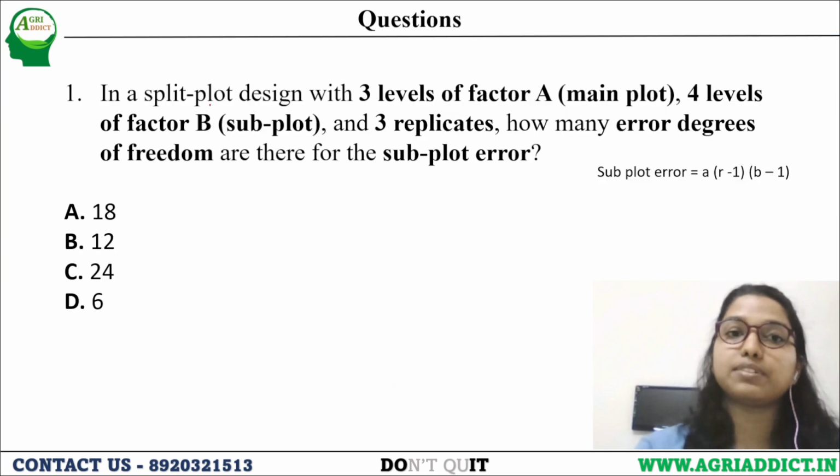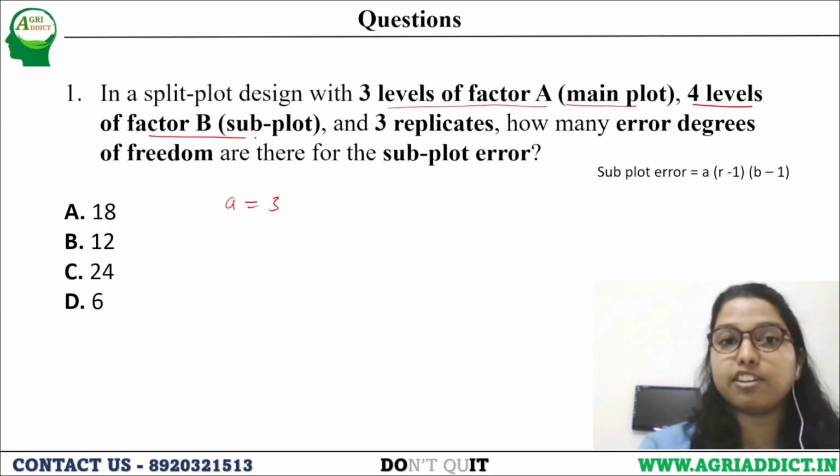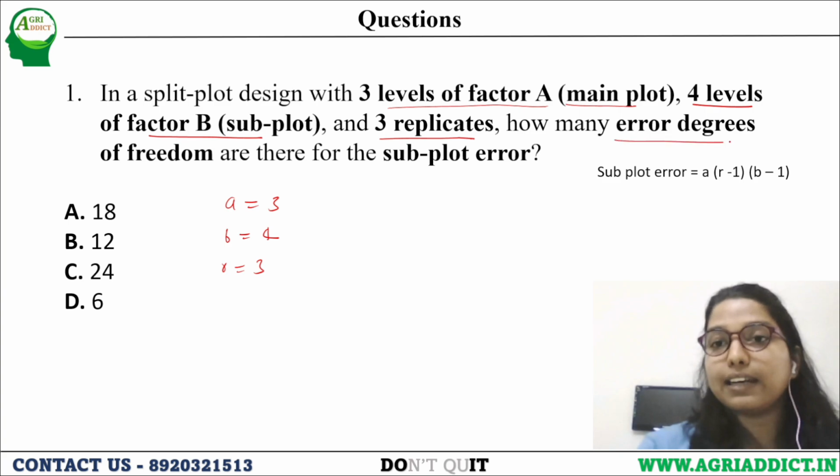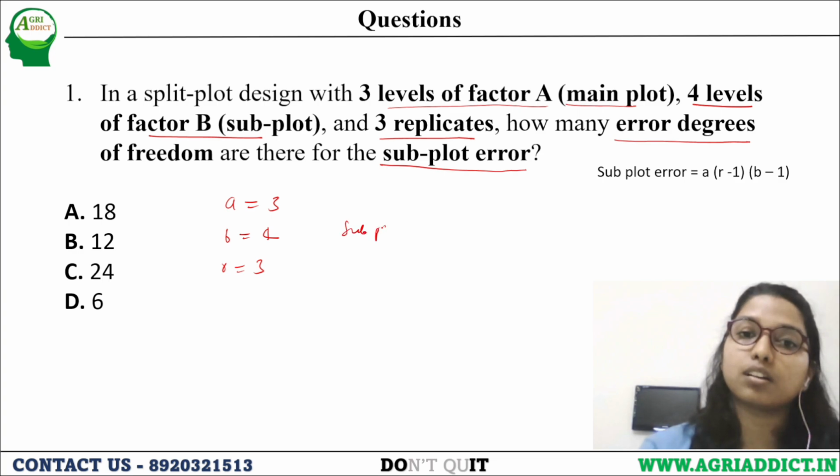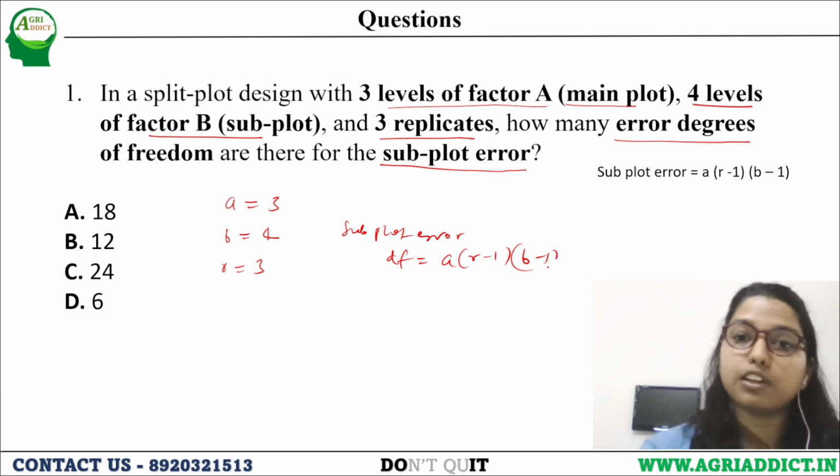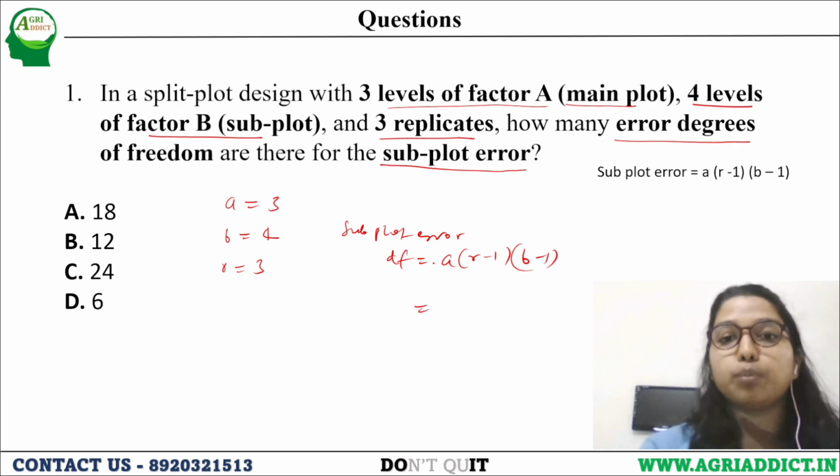So first question is, in a split plot design, 3 levels of factor A, that is main plot. So what we have been given is A equals 3. 4 levels of factor B, which is subplot, so B is 4. Now 3 replications are there. So R equals 3. And now what we have to find is error degree of freedom for subplot error. For subplot error, the degree of freedom will be A into R minus 1 into B minus 1, what we studied in the previous slide.